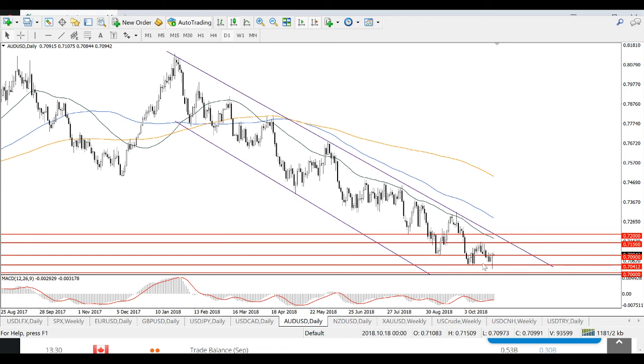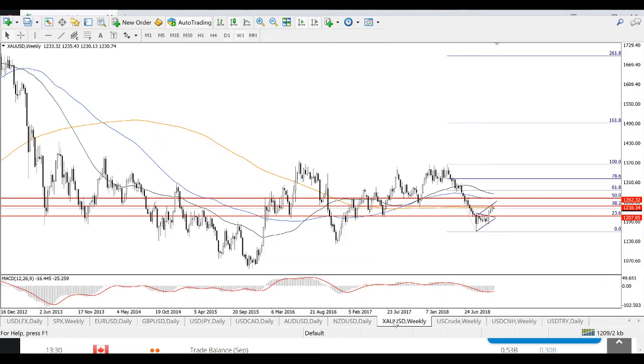Australian dollar managed to find support at 0.7040 and can after all revisit levels at 0.7150, 0.72, where we will have really strong resistance levels. A lot of data releases from Australia. Check the economic calendar at liteforex.com.